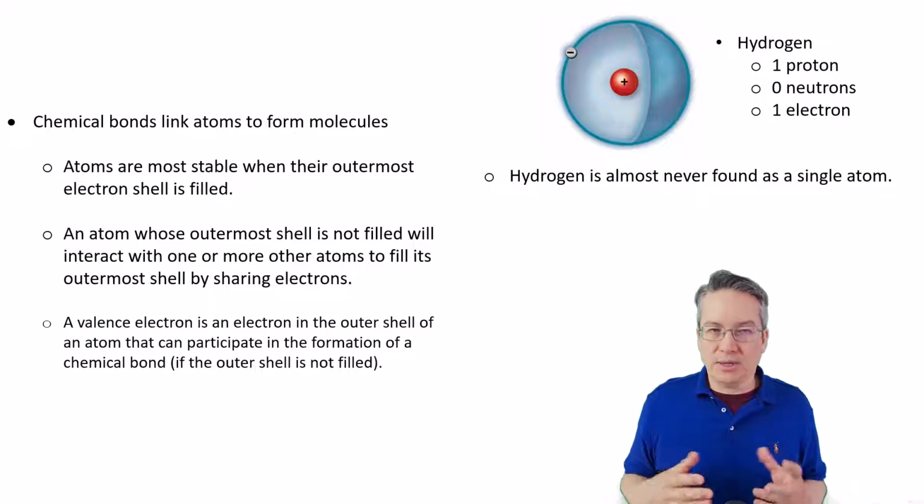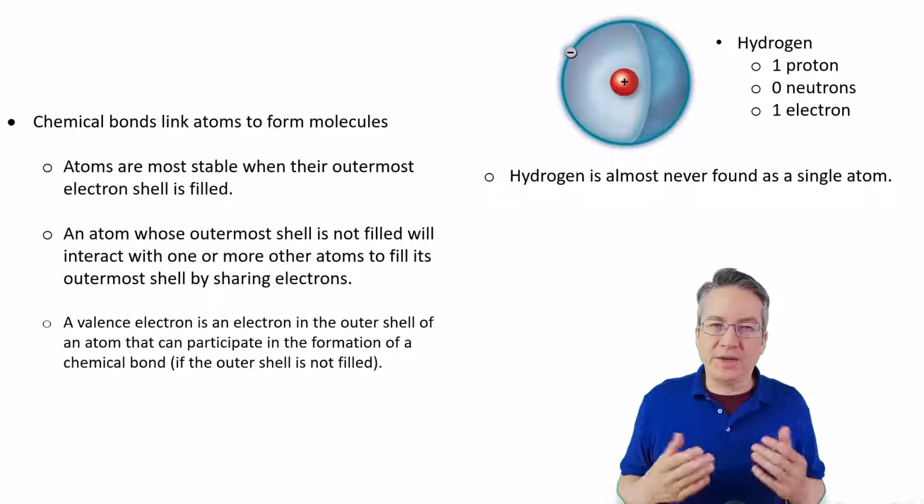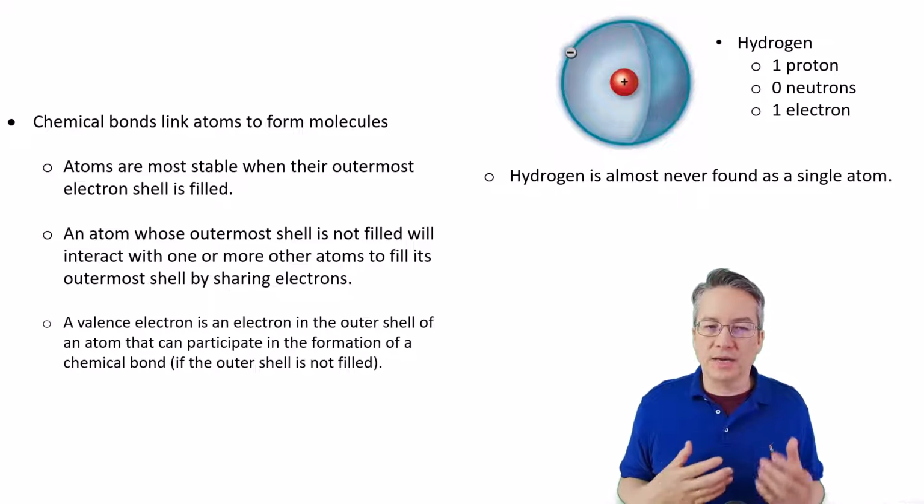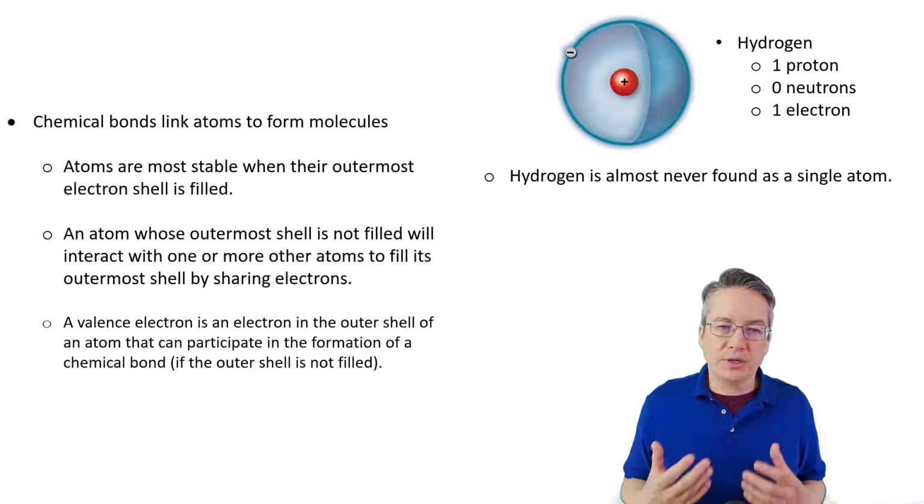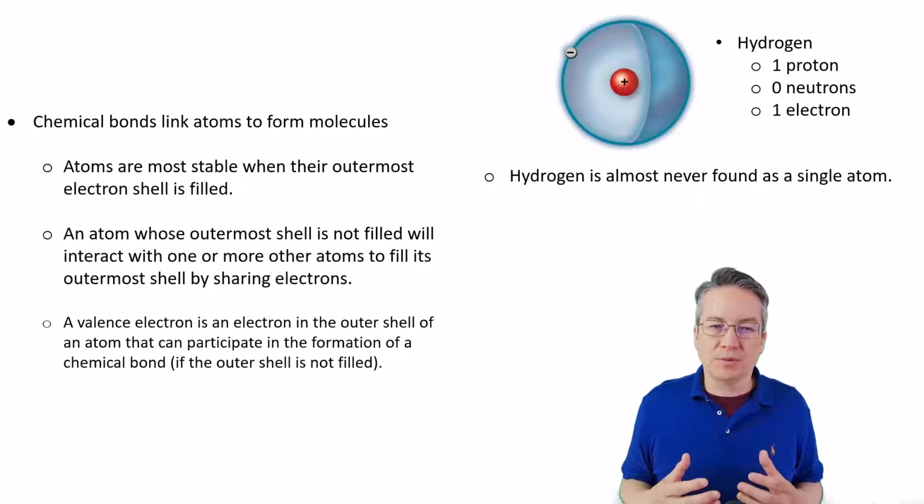We need to bring in some terminology here. A valence electron is an electron in the outer shell of an atom that can participate in the formation of a chemical bond, given that the outer shell is not yet filled.